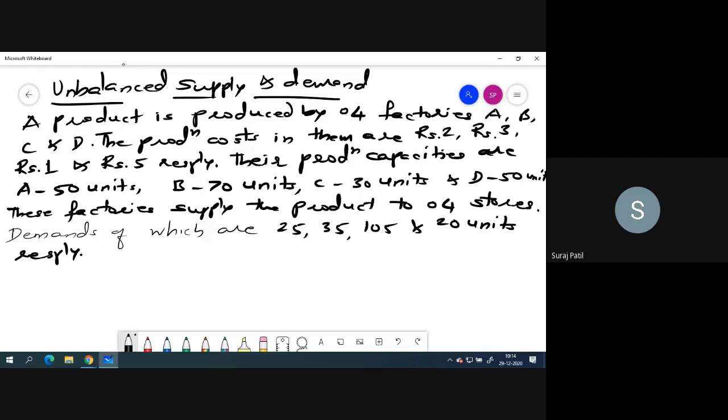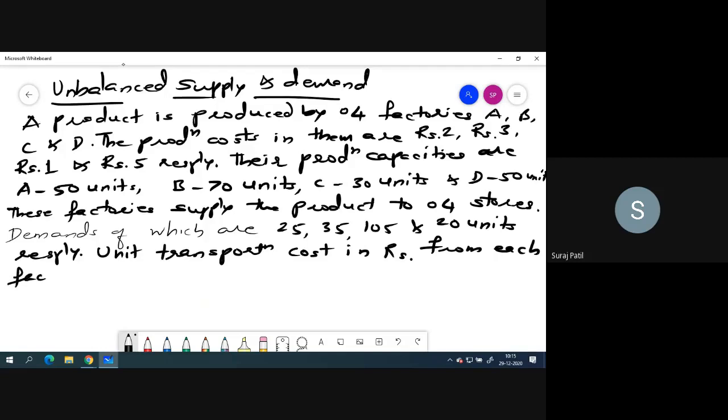Unit transportation cost in rupees from each factory to each store is given below.